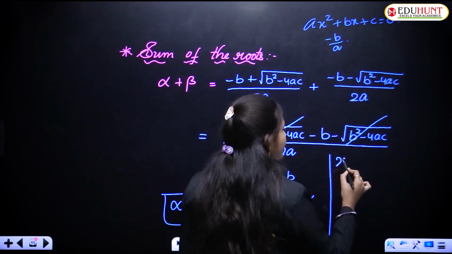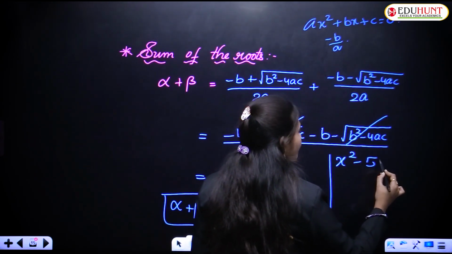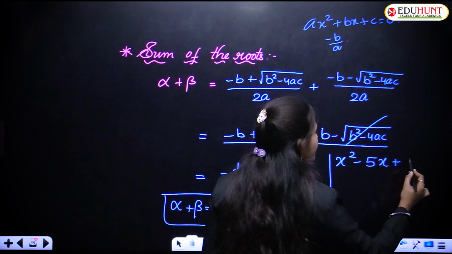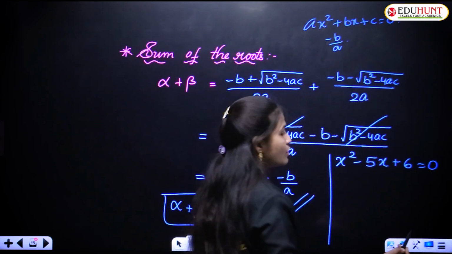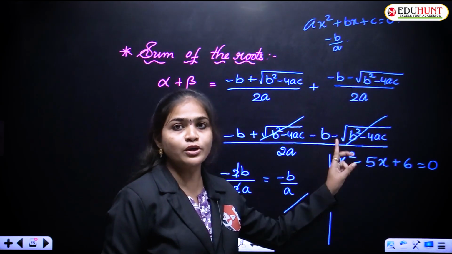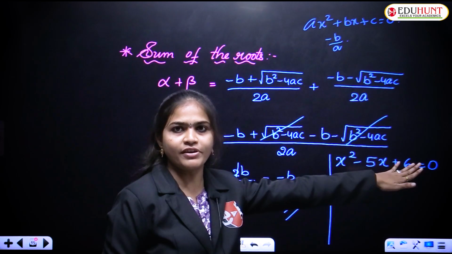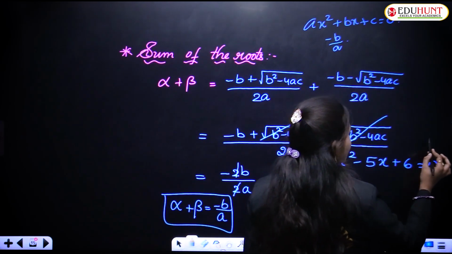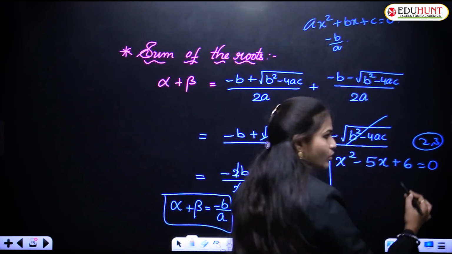This is a known example, no? x square minus 5x plus 6 is equal to 0. So the roots, we already know that the roots are 2 and 3. Why? Because we already simplified that. So just keep this in mind: 2 and 3 are the roots.